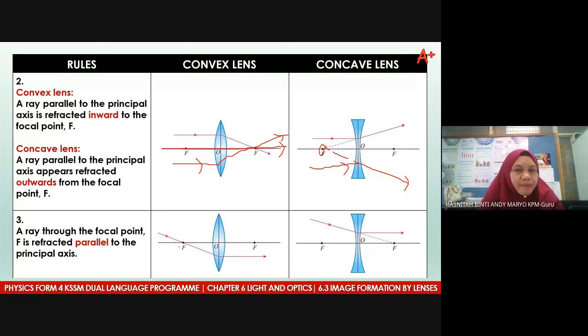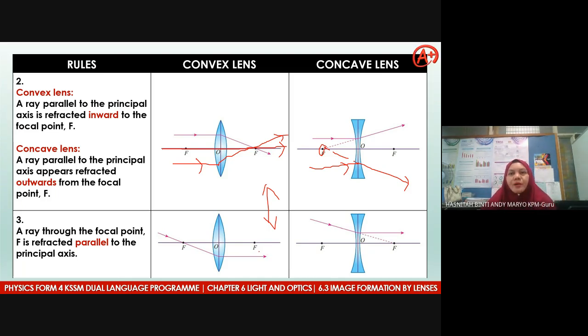And then the third rule: now our light ray travels through the focal point. You see, this light ray travels through the focal point of the convex lens. What happened? After passing through, it will be refracted in a straight line. Actually, rules 2 and 3 are opposite to one another. Just now, travelling parallel, then converge to F. This one passes through F and is then refracted in a parallel direction.